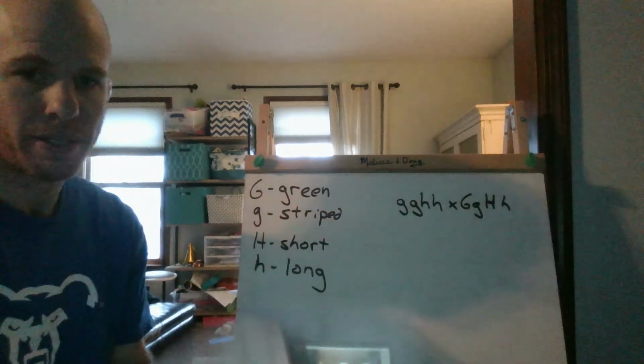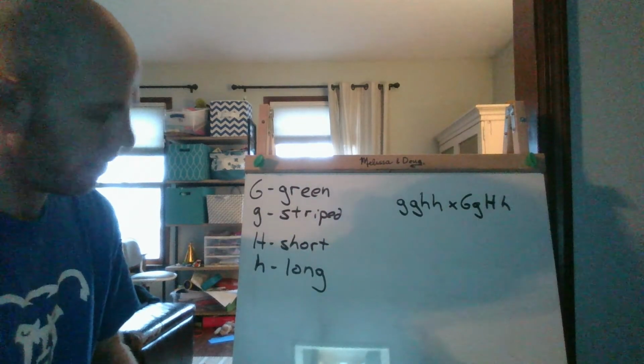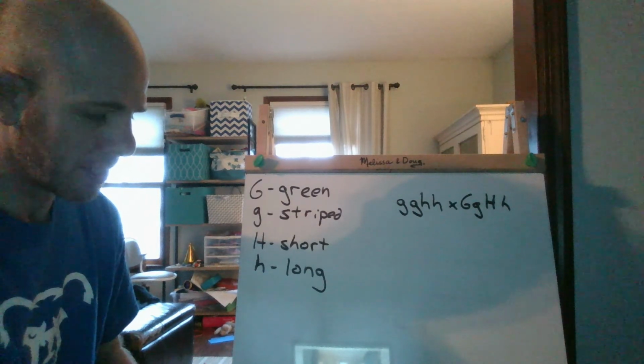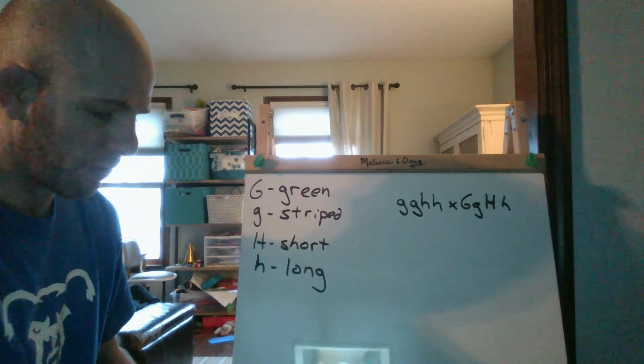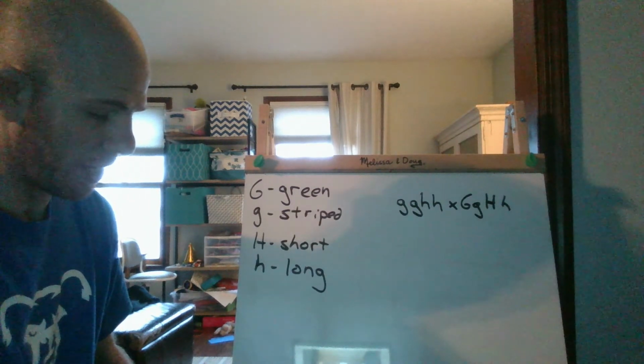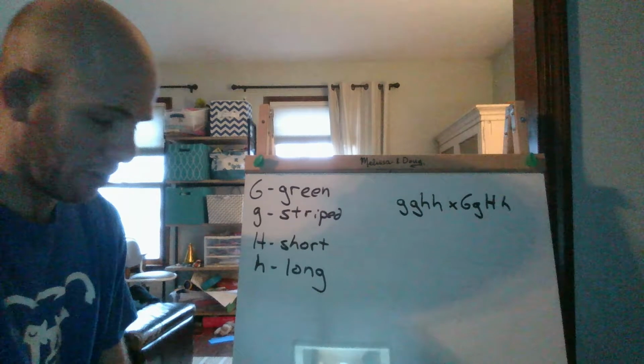I am now going to go to the section of this page dealing with dihybrid crosses. Dihybrid crosses. Got two problems here. It says number 18. It says in watermelons, the allele for green color is capital G and short shape capital H are dominant. So I have those written over here.